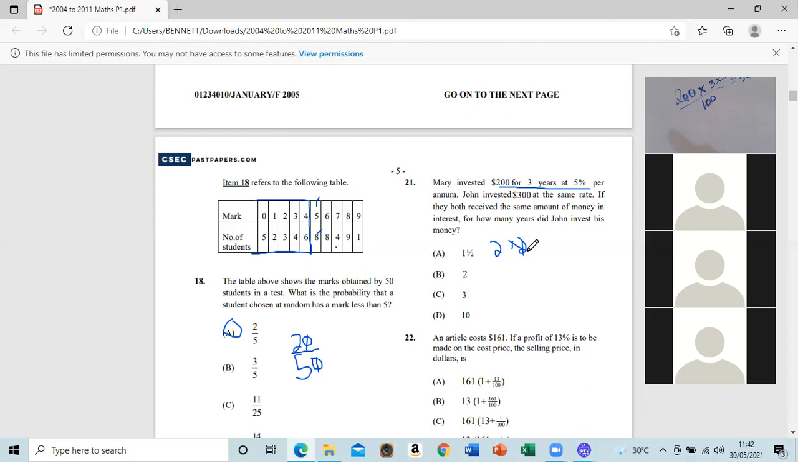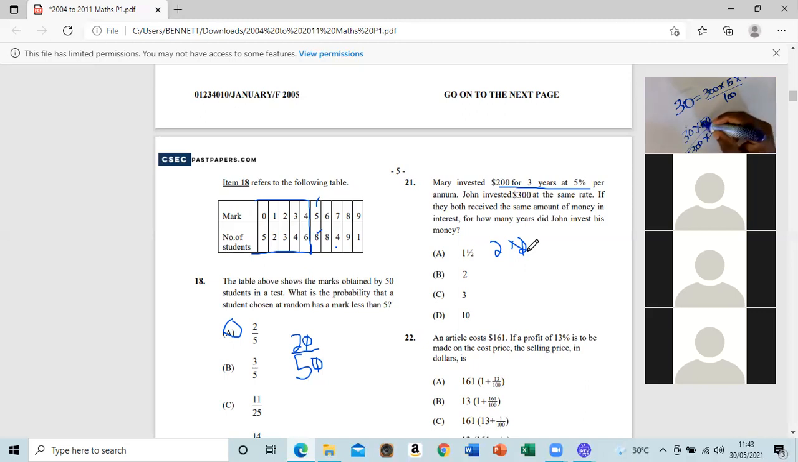But we already know John's percent is 5. So the simple interest is 30. Remember about it. So the simple interest, we know, is $30, which is equal to 300, we know the rate to be 5%, times the time over 100. So now we're going to transpose. This is R. Somebody work this out: 30 times 100 divided by 300 times 5.